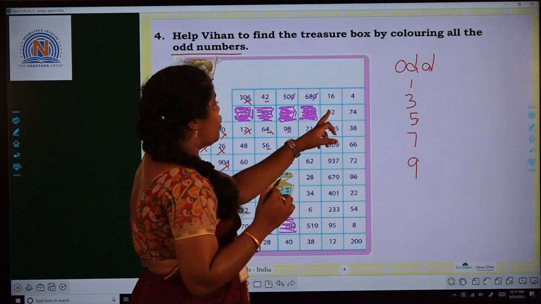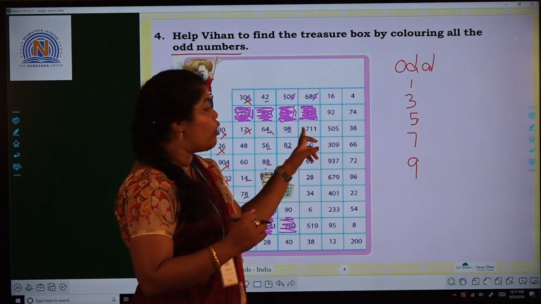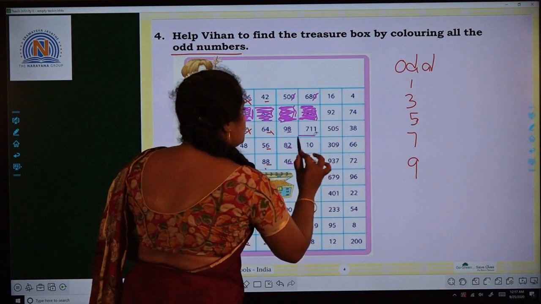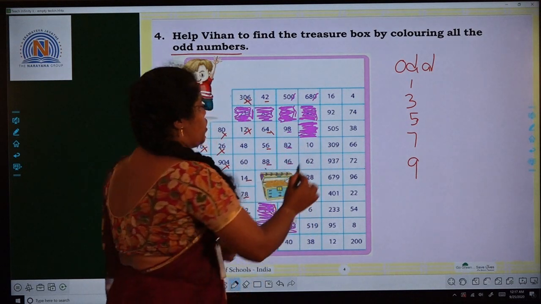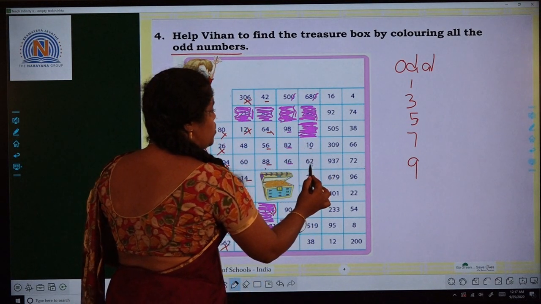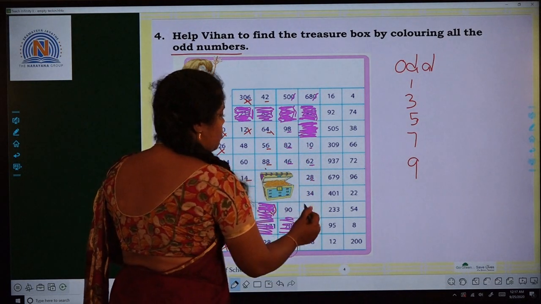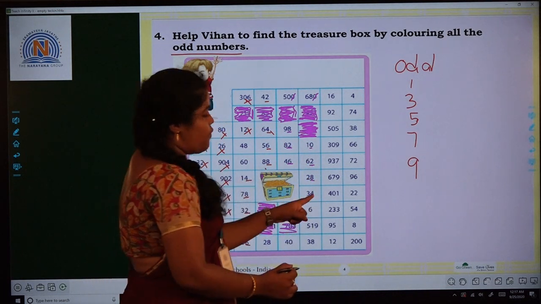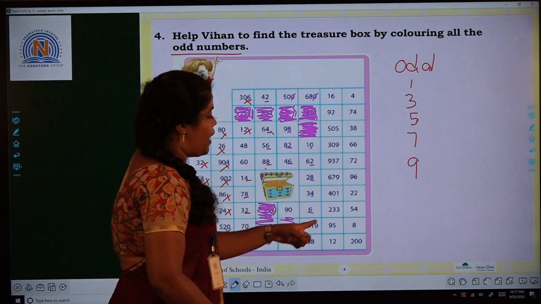437. Next, moving on to 711. 711 is an odd number. Why? Because in the ones place the digit is 1. So it is an odd number. 10. It is not an odd number. Next, 62. It is not an odd number. 28. It is also not an odd number. 34. In the ones place 4 is there, so it is not an odd number. 6. It is not an odd number.